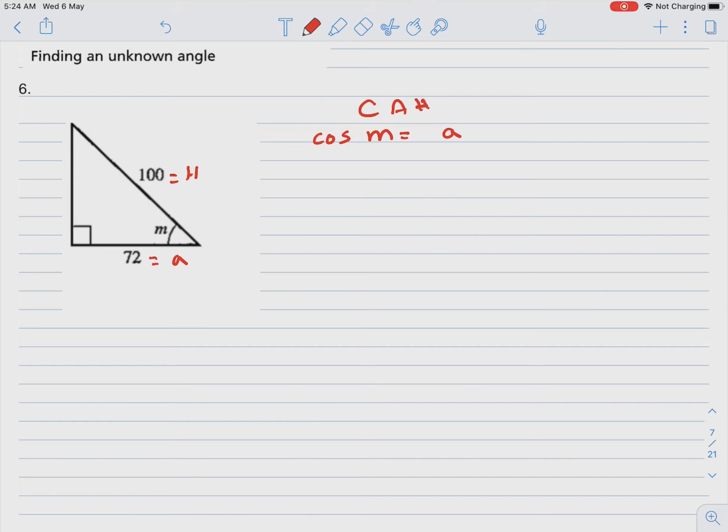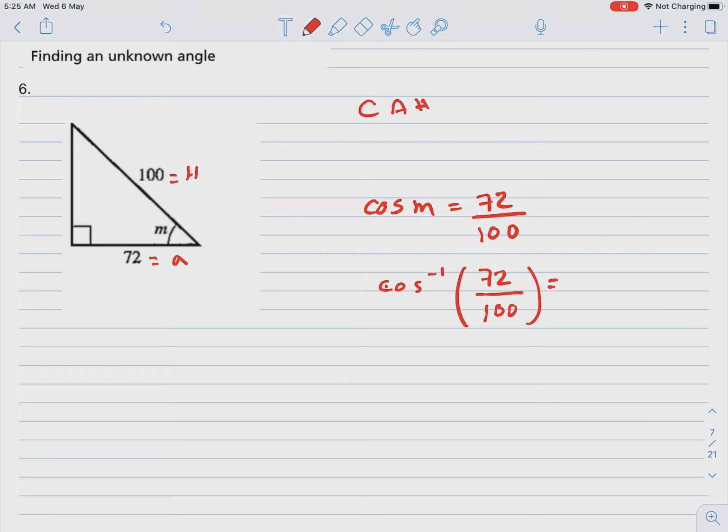So adjacent over hypotenuse, which is, so I will write cosine M is equal to 72 over 100. Now I'm just explaining for you that the cosine is adjacent over hypotenuse, but just write cosine M is 72 over 100. Now, after that, I will write cosine inverse 72 over 100 is equal to M.